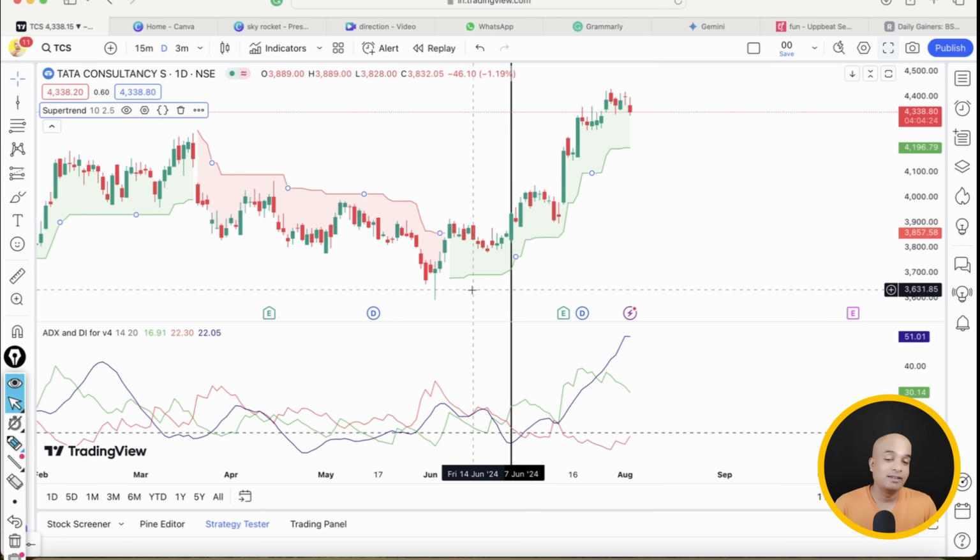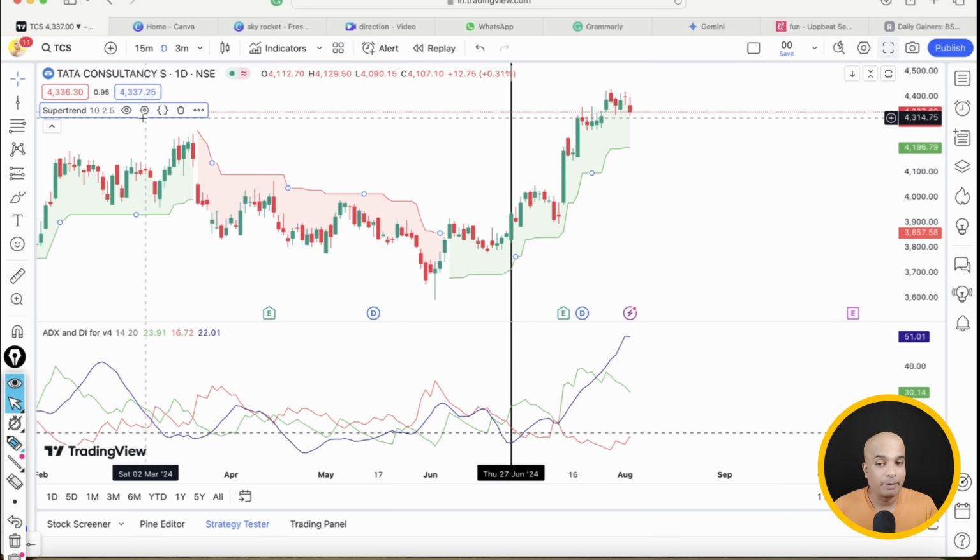The default 3 is acceptable for me, but if you think it is giving very delayed signals, you can set the multiplier parameter to 2.5. That is one of the options.